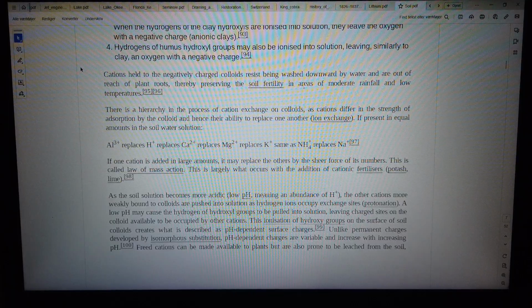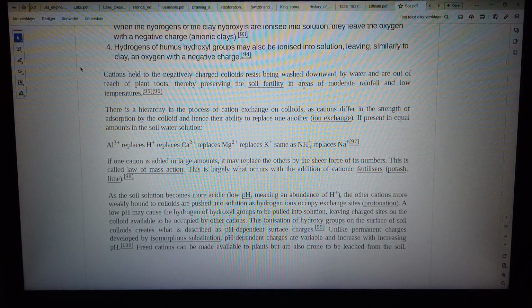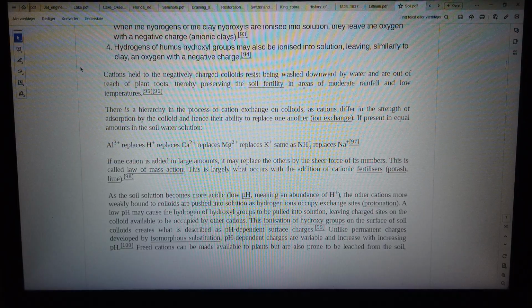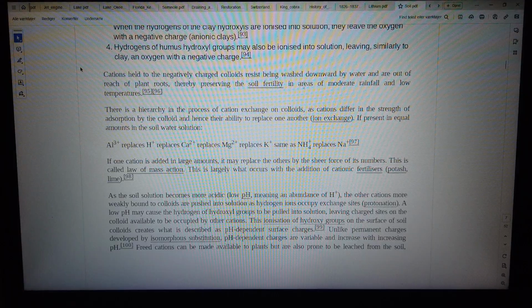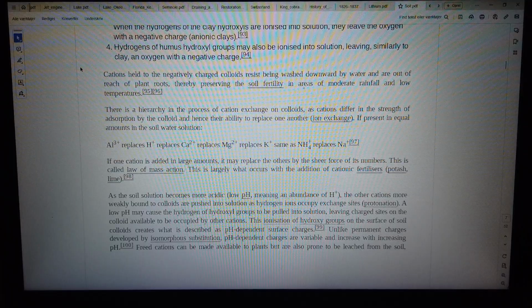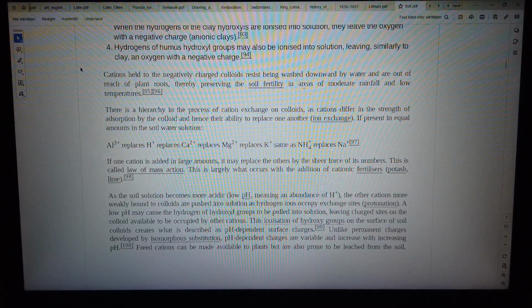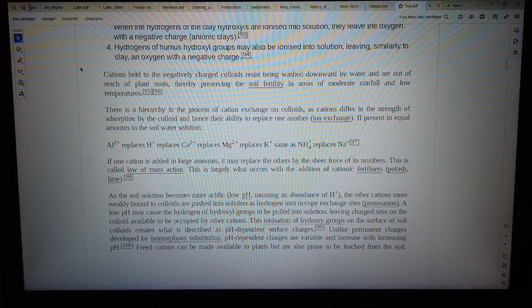Hydrogens of carboxyl groups may be ionized into solution. They leave the oxygen with a negative charge, like anionic clays. 93. Hydrogens of humus hydroxyl groups may also be ionized into solution, leaving, similarly to clay, an oxygen with a negative charge. 94. Cations held to the negatively charged colloids resist being washed downward by water and are available for uptake by plant roots, thereby preserving the soil fertility in areas of moderate rainfall and low temperatures.